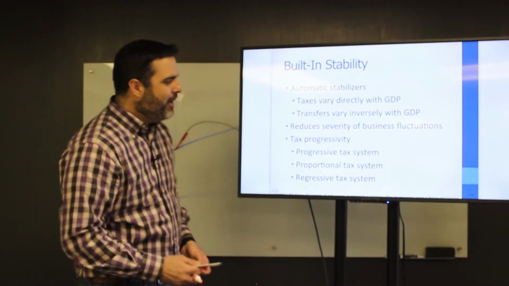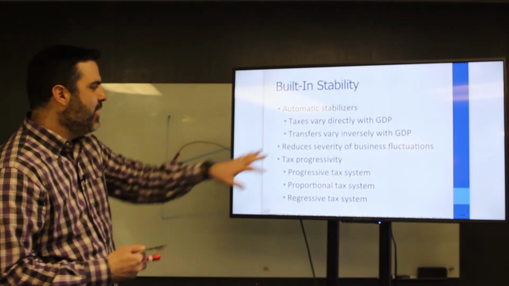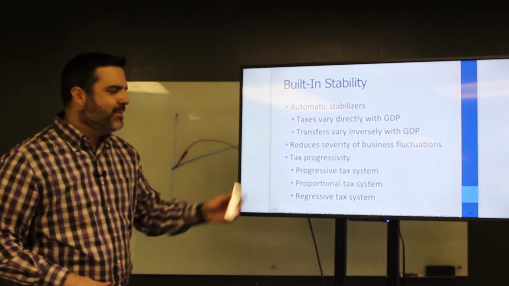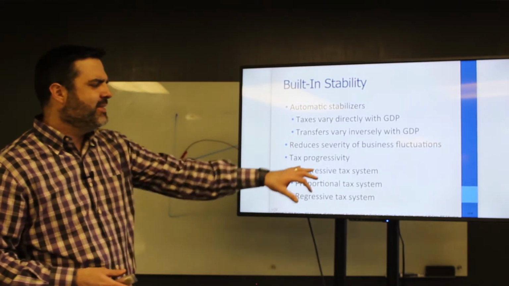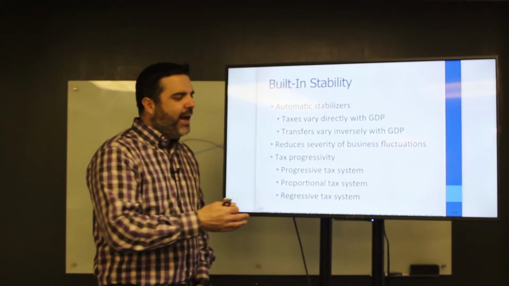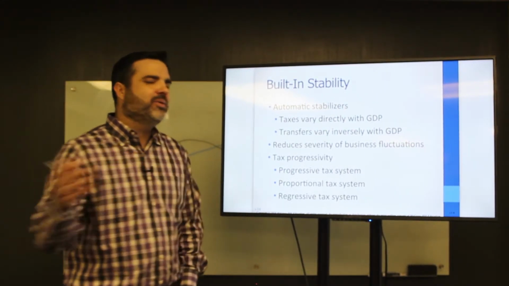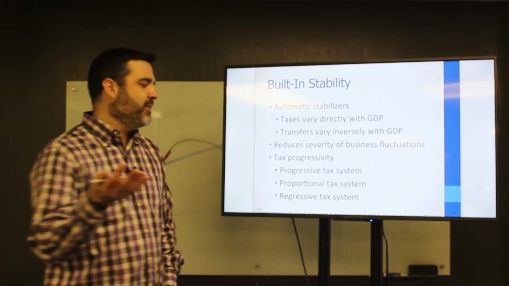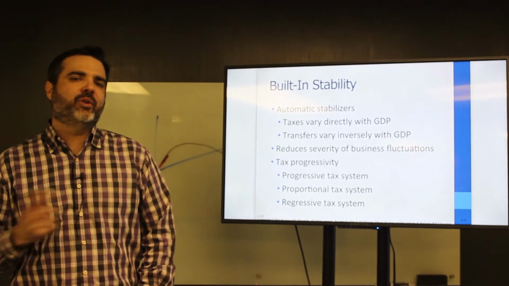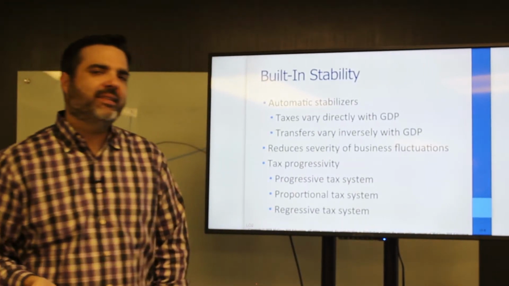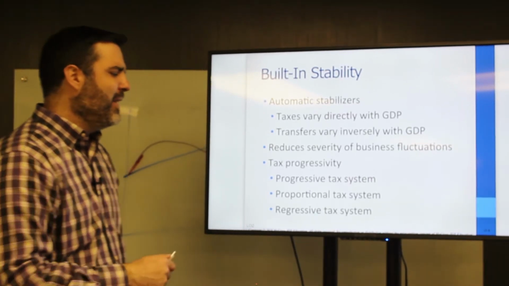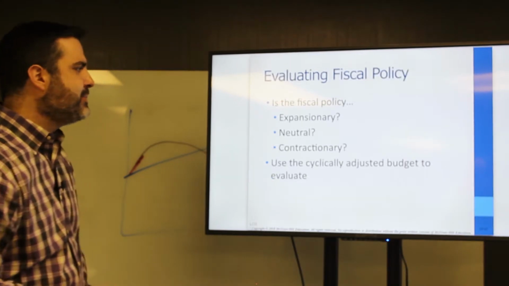Okay. Built-in stabilizers. I just want to talk here about tax progressivity. There are three different types of tax systems, and I'm only really going over this because it's on your test. In a progressive tax system, when income goes up, your taxes go up. A proportional tax system says that taxes stay the same regardless of what your income is. And a regressive tax system says that as income goes up, your taxes go down. Really all I care about is the progressive tax system.